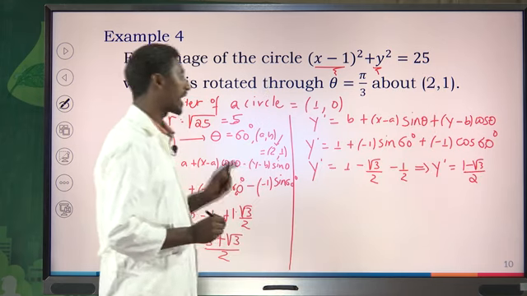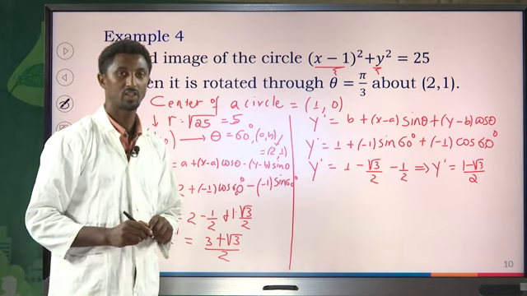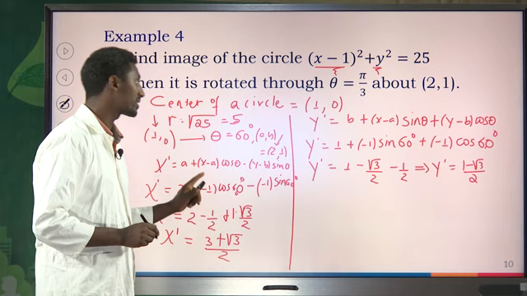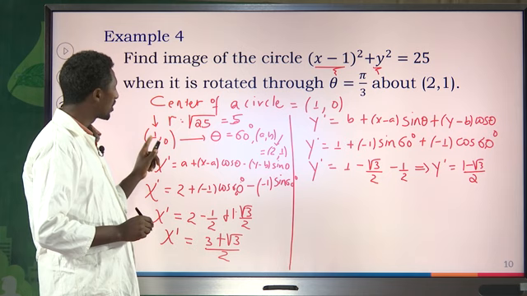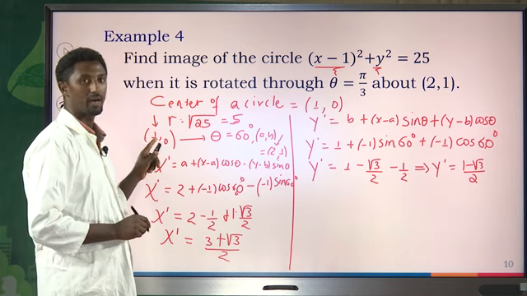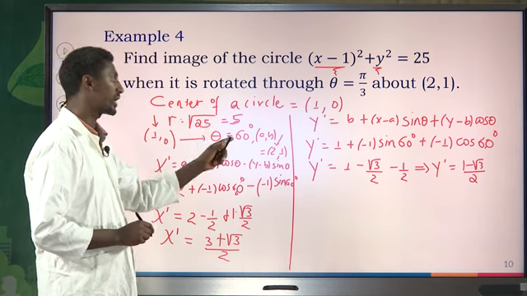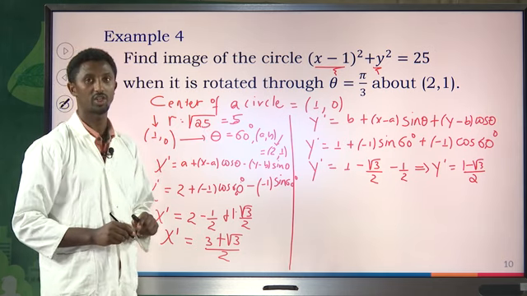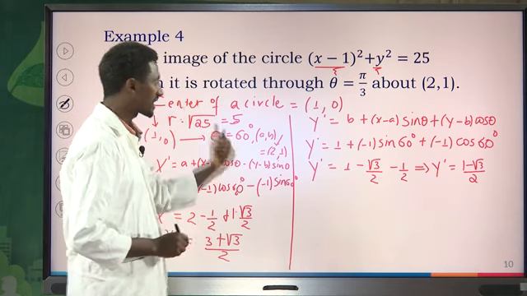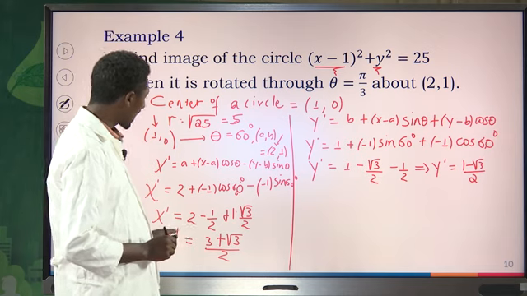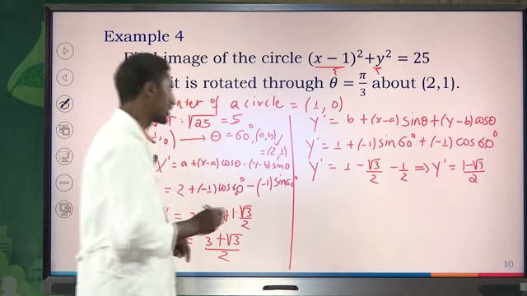Now we have x prime and y prime. What do these values indicate? x prime and y prime indicate the image of the center of the circle, that is the image of (1, 0) when it is rotated through 60 degrees about the center of rotation (2, 1). So the image of the given circle is a circle with center (x prime, y prime) and the radius equal to 5.